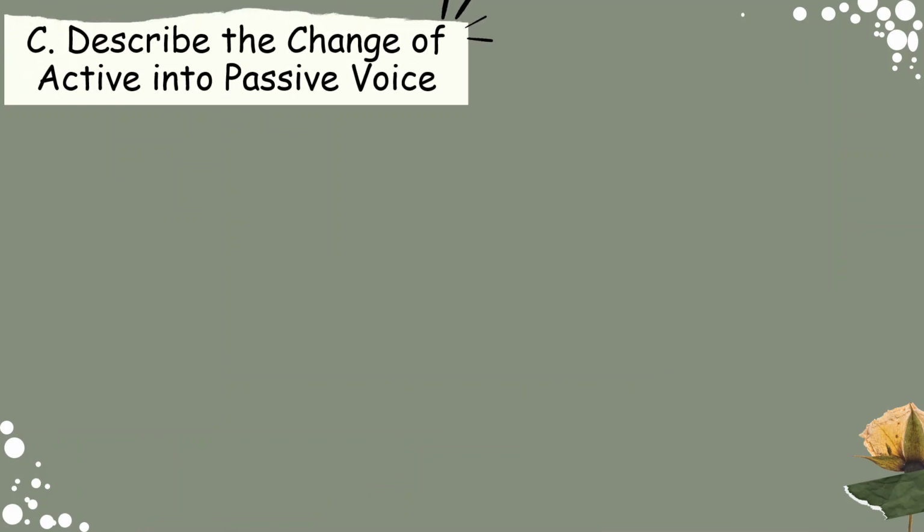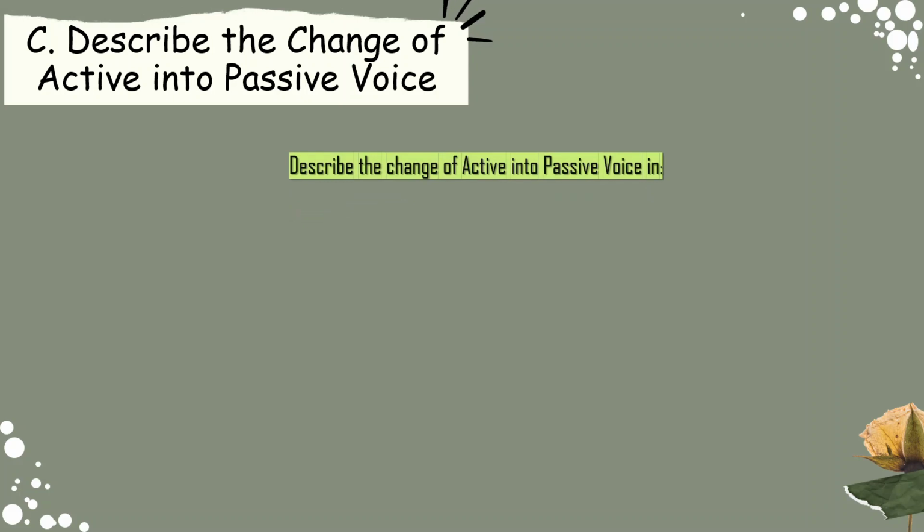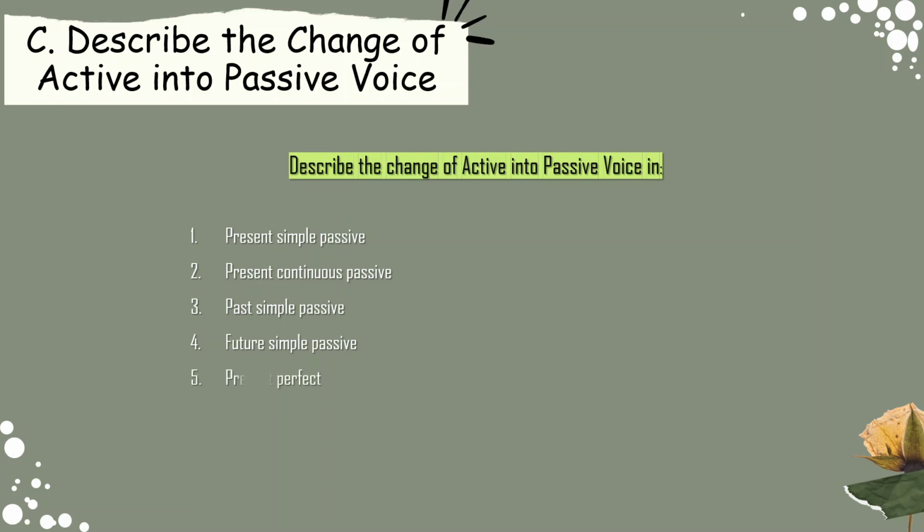The last topic is describing the change of active into passive voice. Here, I want to describe the change of active into passive voice. The first one is present simple passive. The second one is present continuous passive. The third one is past simple passive. The fourth one is future simple passive. Next, present perfect. Next, past perfect.